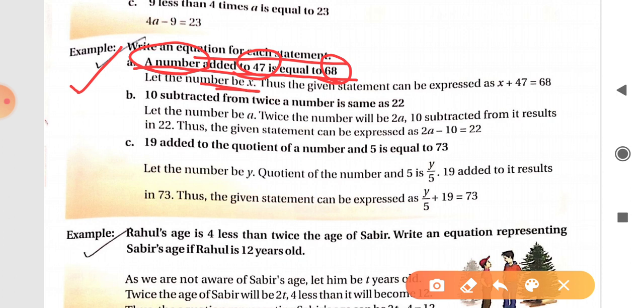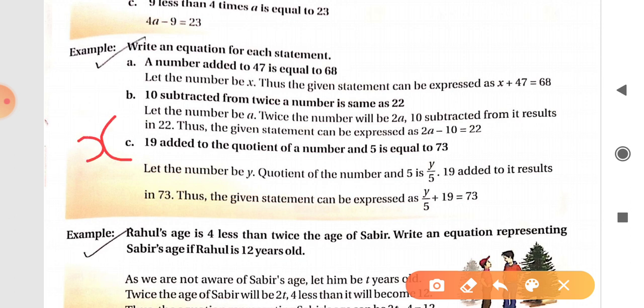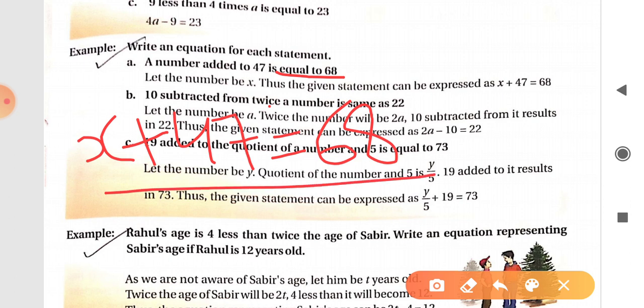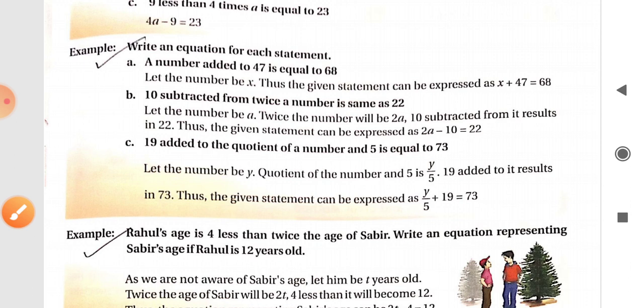Then the equation will be a number added to 47. So add the number and 47. The number is x, and there is plus 47. Then it is equal to 68. So we will write it is equal to 68. So the equation becomes x plus 47 is equal to 68.